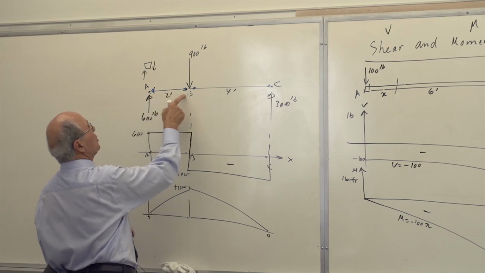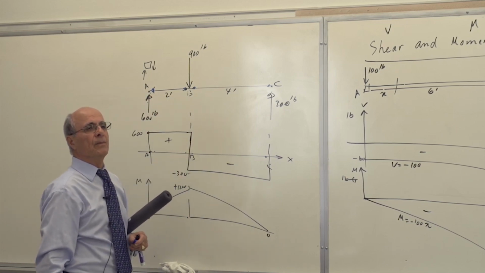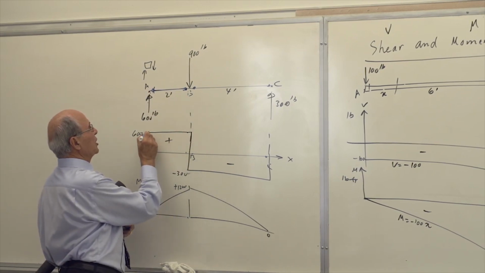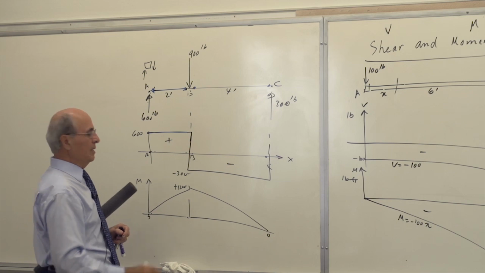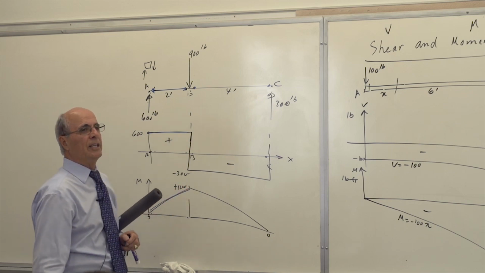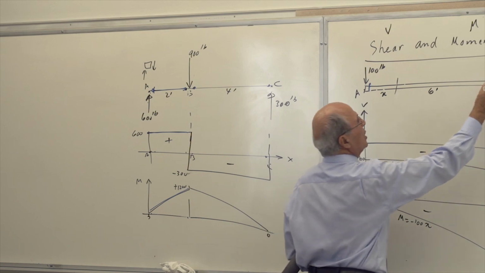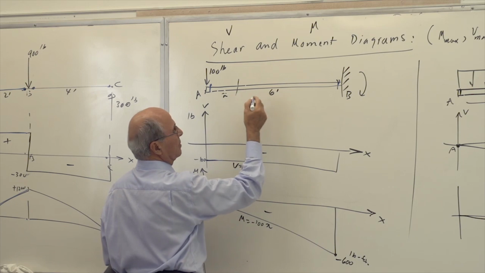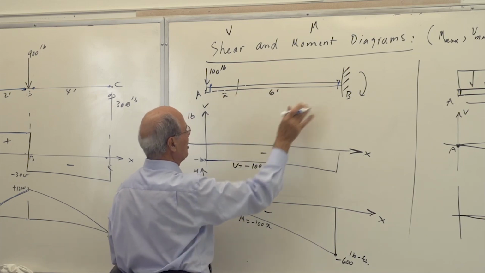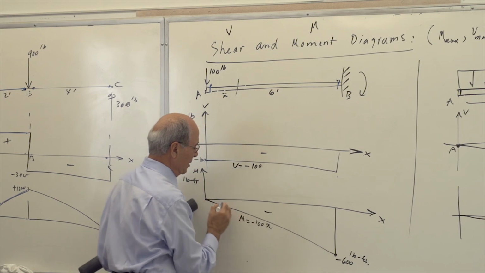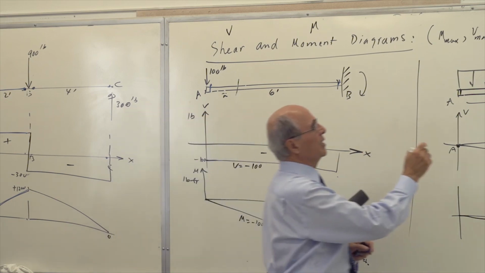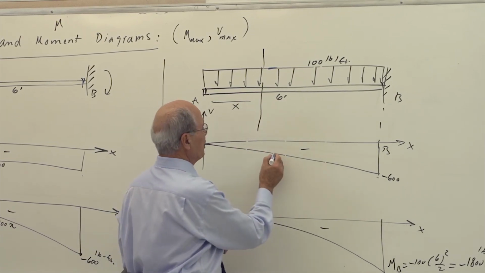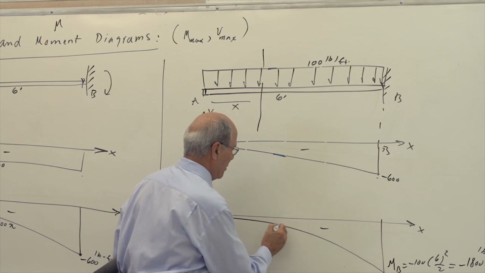Now, from here to here, do you have any load? No. Is there any load here? No. Look at the shear. The shear is constant. The moment is linear. From here to here, the load is 0, the shear is constant, and the moment is linear. Look at here. The load is constant, the shear is linear, and the moment is a parabola.